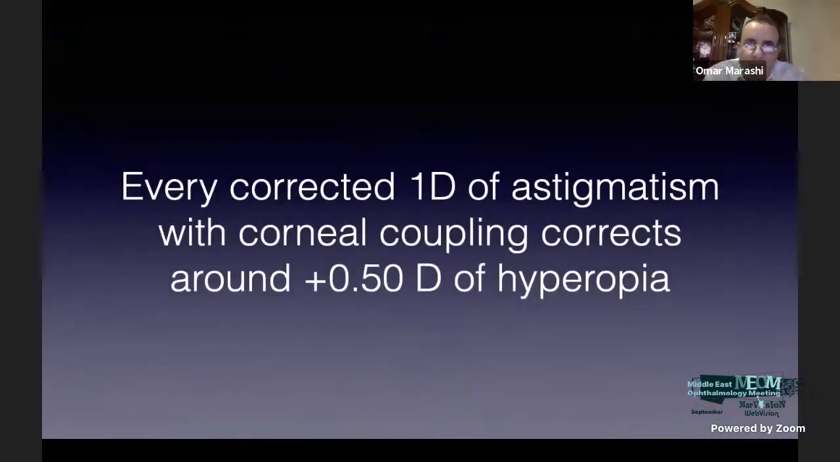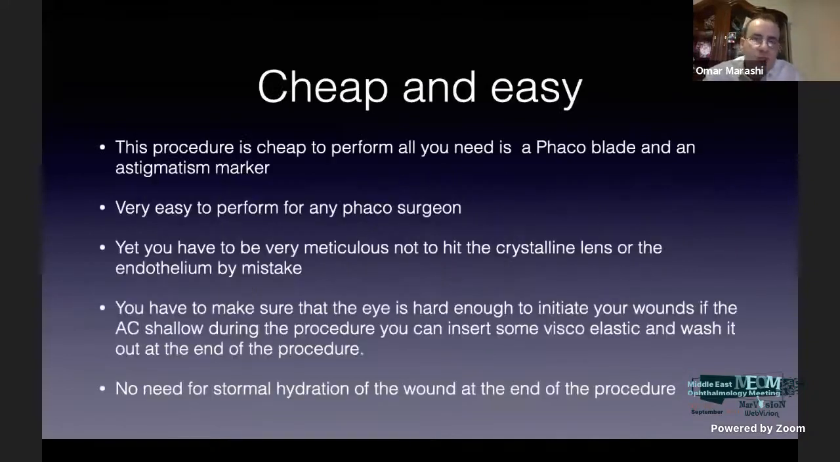All of these are phakic patients. Every corrected one diopter of astigmatism with corneal coupling corrects around plus 0.5 diopters of hyperopia. So this procedure is cheap and easy. All you need is a phaco blade and an astigmatism marker. It's of course very easy to perform for any phaco surgeon. Just make sure you are very meticulous not to hit the crystalline lens or endothelium by mistake.